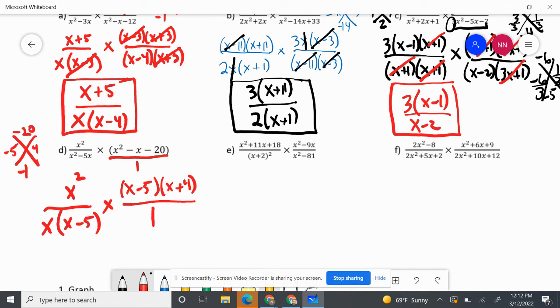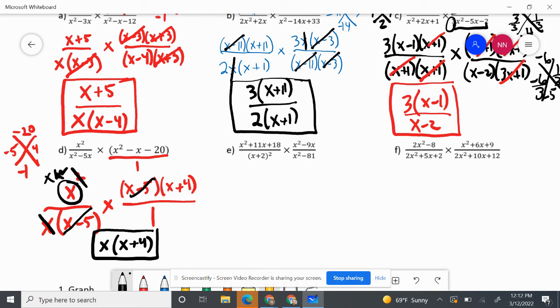Now I'm going to see what I can cancel. I see x minus 5s can cancel. I also see that the x and the x squared could cancel. Remember, x squared would be like x times x, so one of the x's would cancel. So we're just left with 1x. So we have an x and we have an x plus 4. And there's nothing in the denominator, so we're just going to box that answer.